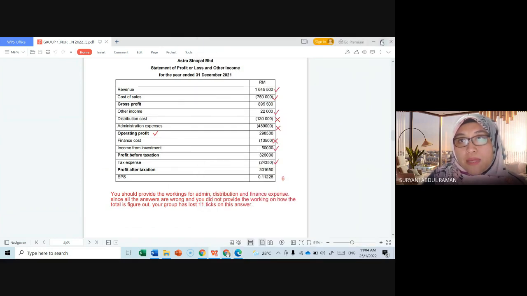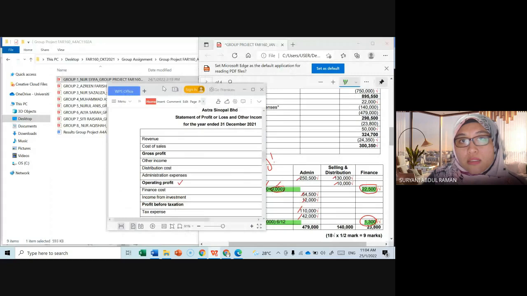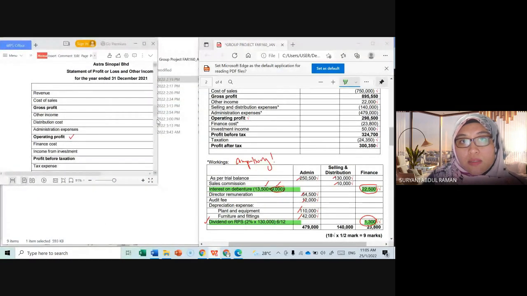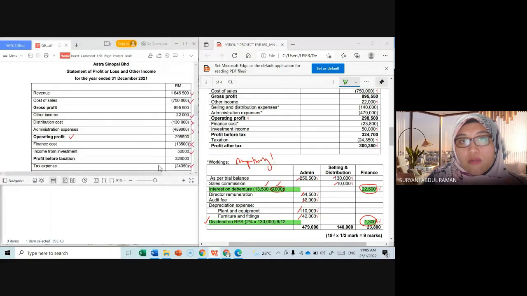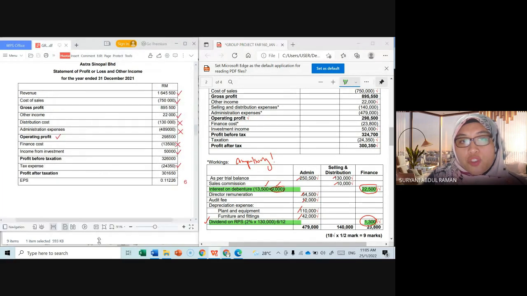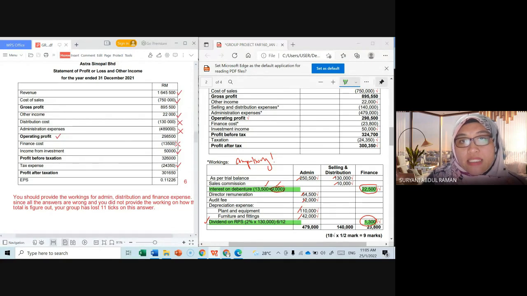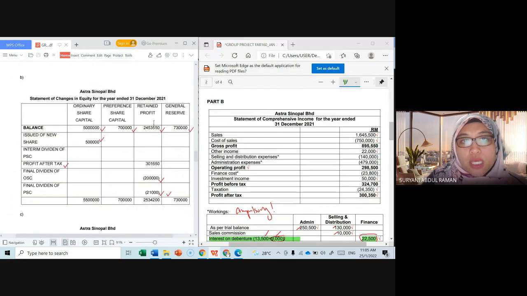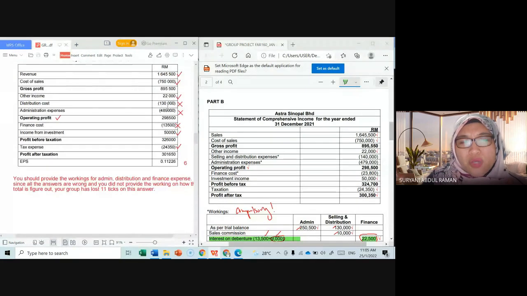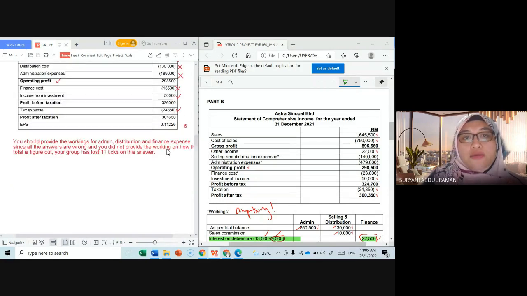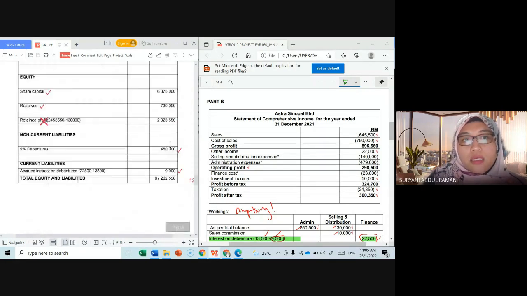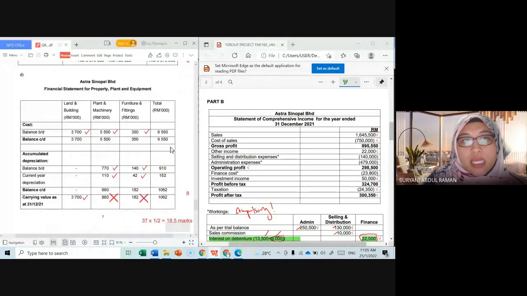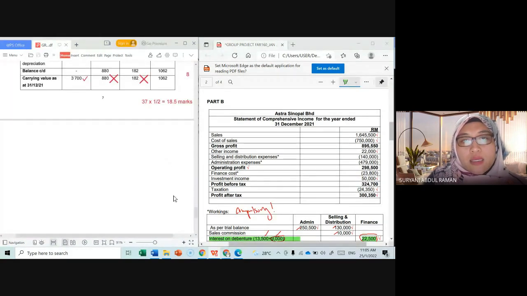Okay, let me minimize it. The totals for the distribution and finance are as follows. But since I'm looking for the working, where did you get this value, class? How do you get 489,000? How do you get 130,000? How do you get 30,500? I've been searching every page again and again, but I couldn't find it. Did I miss something?